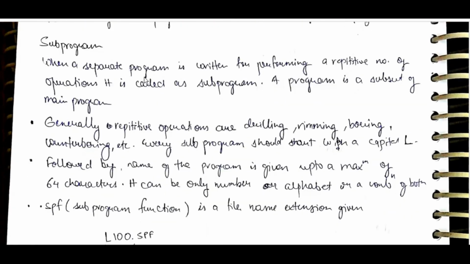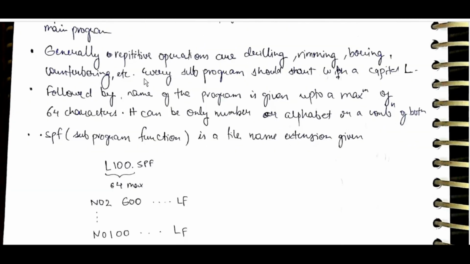Subprogram: when a separate program is written for performing a repetitive number of operations, it is called a subprogram, a program which is a subset of the main program. Generally, repetitive operations are drilling, reaming, boring, counterboring, etc. Every subprogram should start with capital L, followed by the name of the program, given up to a maximum of 64 characters.